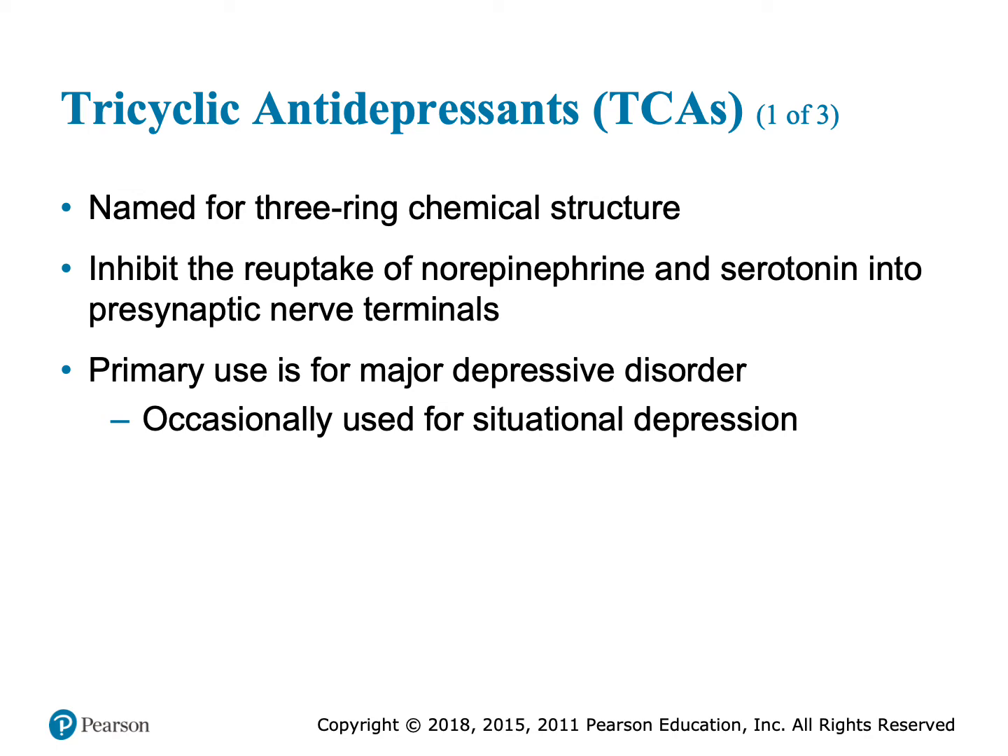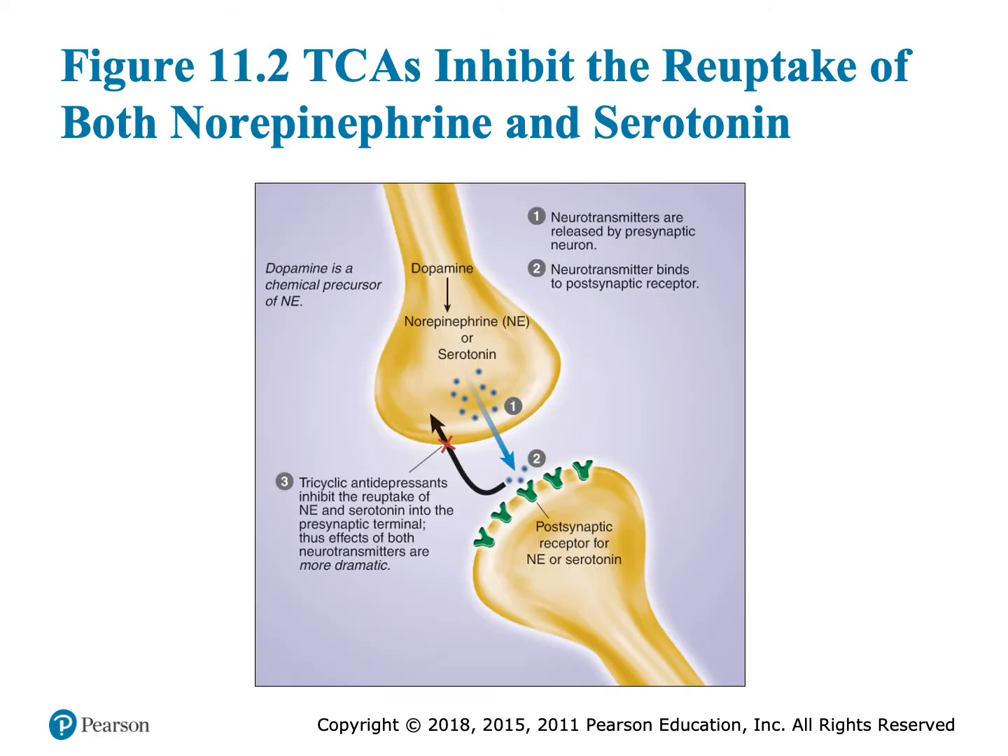The tricyclic antidepressants, or TCAs, are actually named for the 3-ring chemical structure, and they inhibit the reuptake of norepinephrine and serotonin into the presynaptic nerve terminals. The primary use of TCAs is for major depressive disorders, but they're occasionally used for situational depression. And this is just a picture showing the TCAs inhibiting the reuptake of norepinephrine and serotonin.